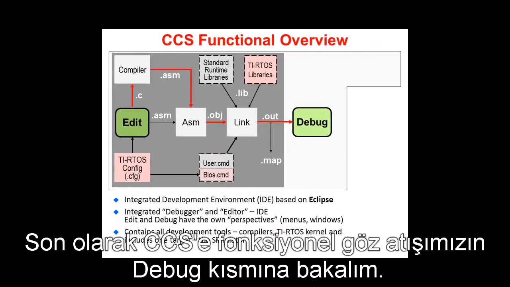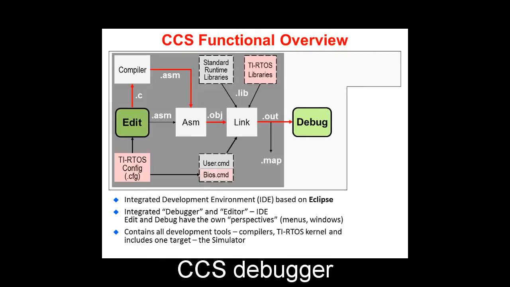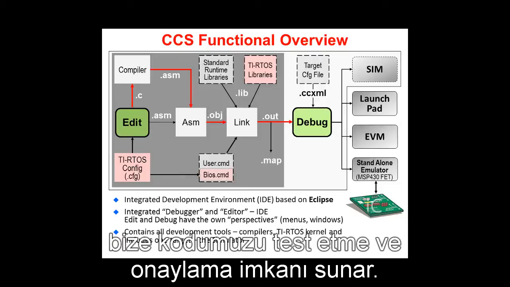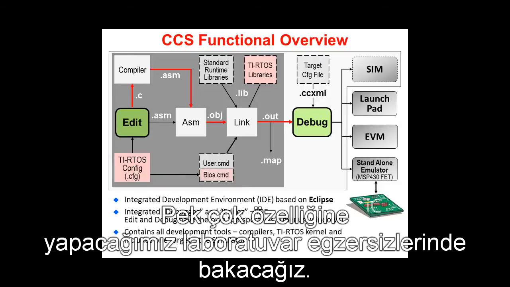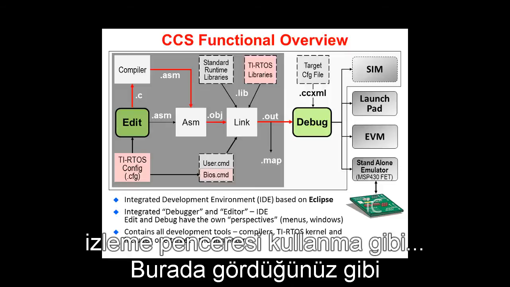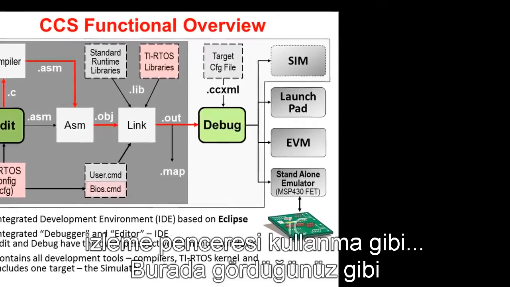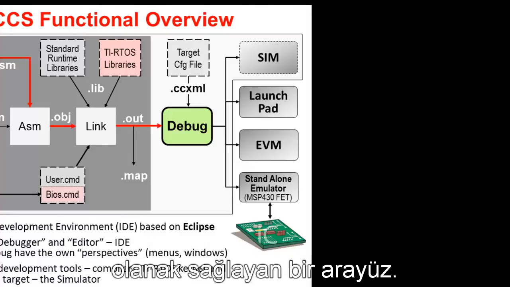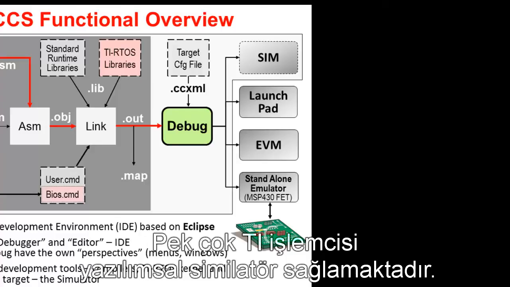Finally, let's go ahead and look at the debug side of the CCS Functional Overview. The CCS debugger provides us with the ability to test and validate our code. We'll look at many of its features in the upcoming lab exercises, such as single-stepping code, setting breakpoints, using watch windows, and so on. As we see here, the debugger is just an interface. It provides a convenient way to load and test our programs. What does the debugger connect to? Well, that's up to you.